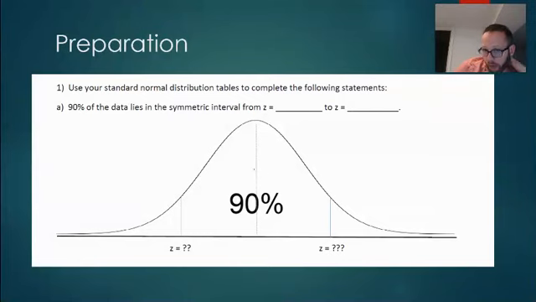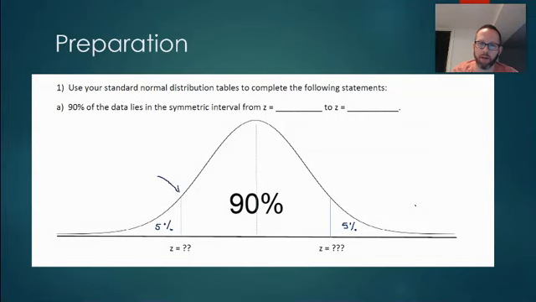You'll need your standard normal distribution tables. And in part one, we're looking for some specific Z-scores. We're looking for the two Z-scores such that 90% of our data lies between those two Z-scores. And I'm sure many of you have figured this out, that if 90% are between those two guys, then 10% is outside those two guys. So 5% on each tail.